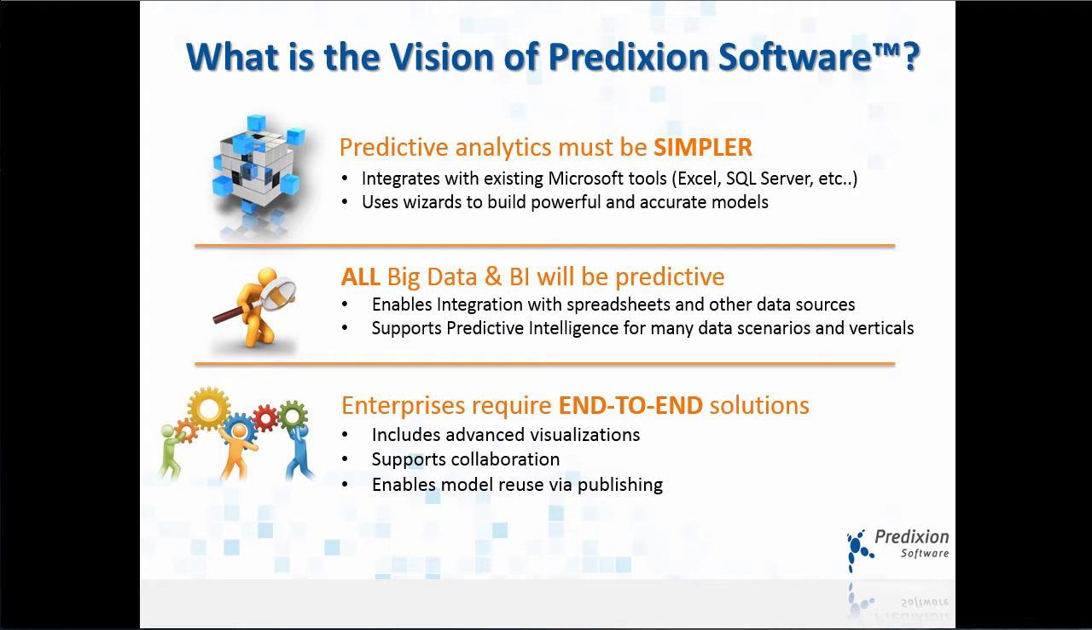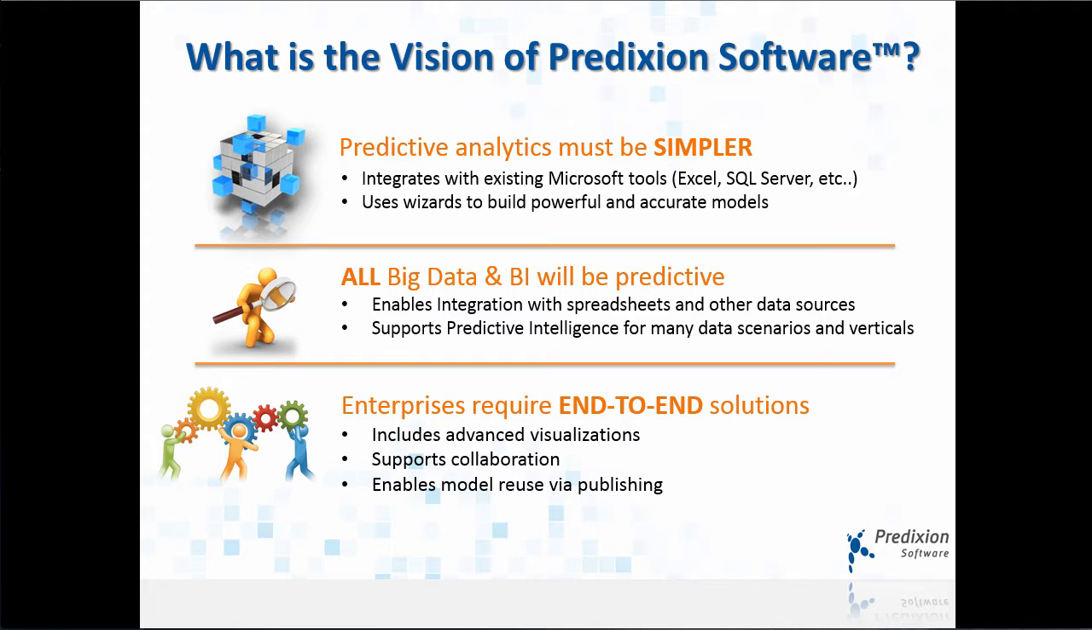The second core principle is that all big data and business intelligence will include predictive analytics. So the core principle we're going to look at in this screencast is integration with spreadsheet data, but be aware there are other data sources available as well. And the predictive intelligence that is part of this product can be used for many different data scenarios and verticals: healthcare, manufacturing, retail. Very, very common scenarios are included in the product.